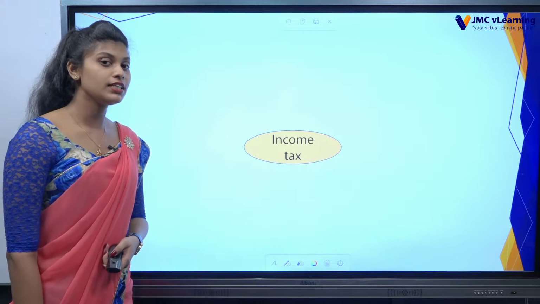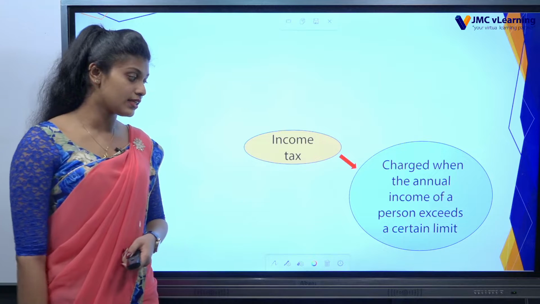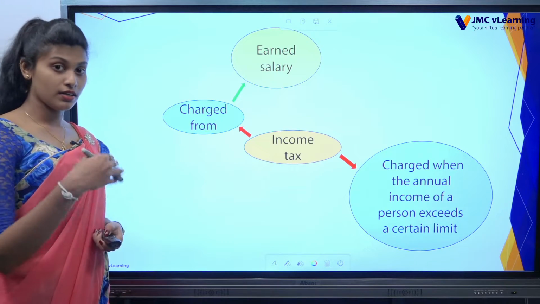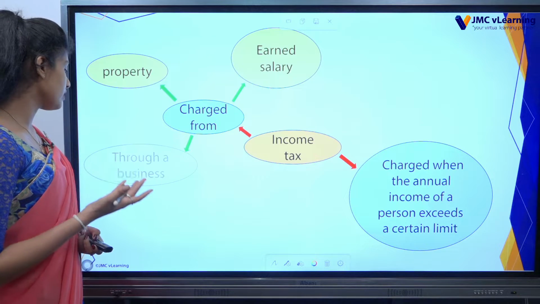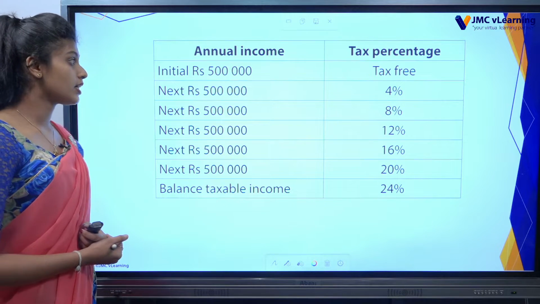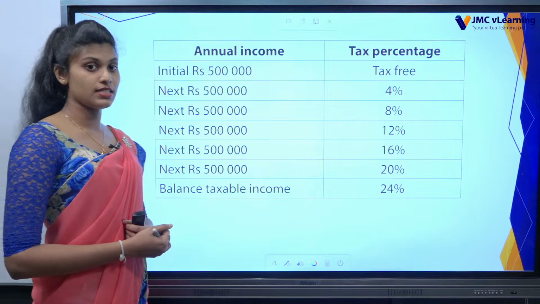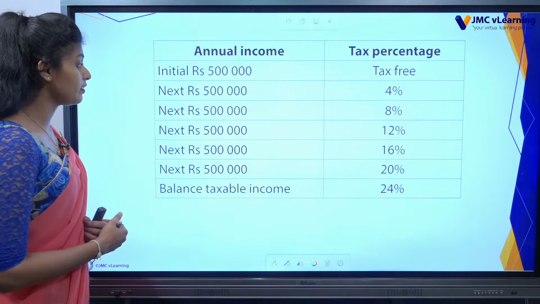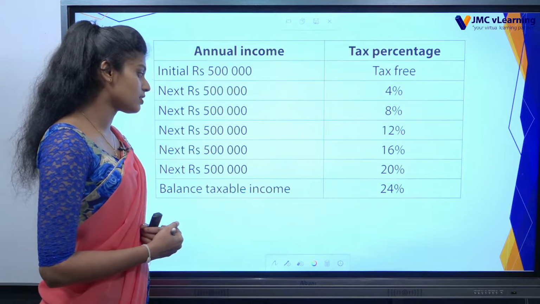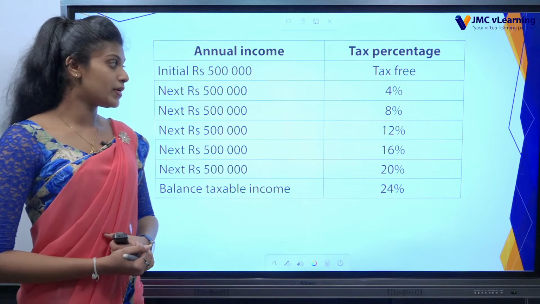Then income tax. What is income tax? Income tax is charged when the annual income of a person exceeds a certain limit, and this income tax is charged from the earned salary of the person, the property of the person and through a business. This is the way to collect that income tax. For the initial 5 lakhs, the tax is free. Then for the next 5 lakhs, the tax is 4%. Then another 5 lakhs, the tax is 8%. Another 5 lakhs, 12%. Another 5 lakhs, 16%. Another 5 lakhs, 20%. And the balance taxable income has to pay 24% as the tax.